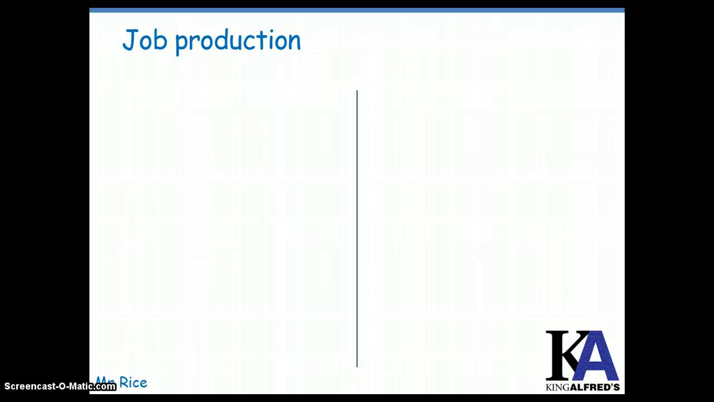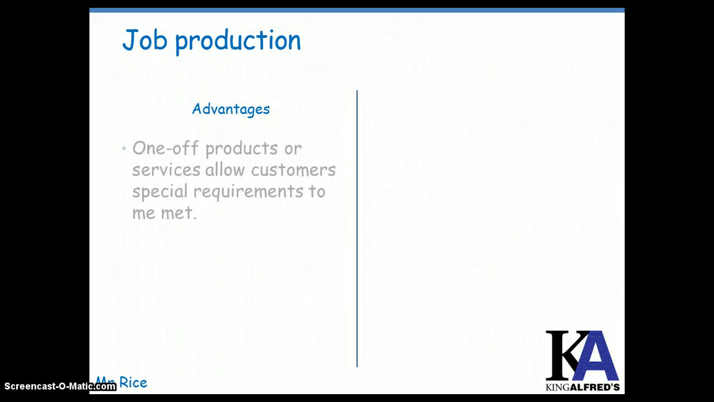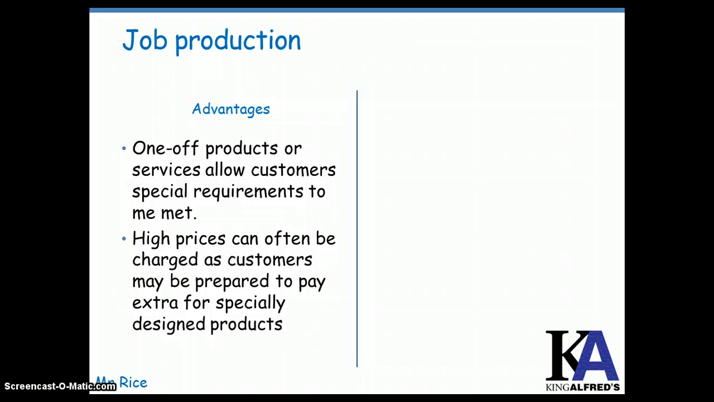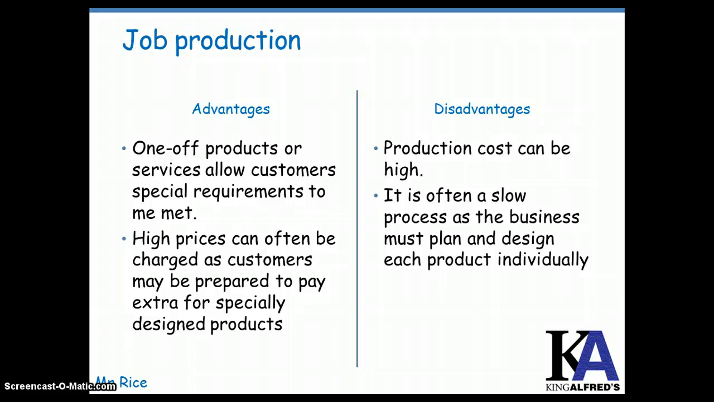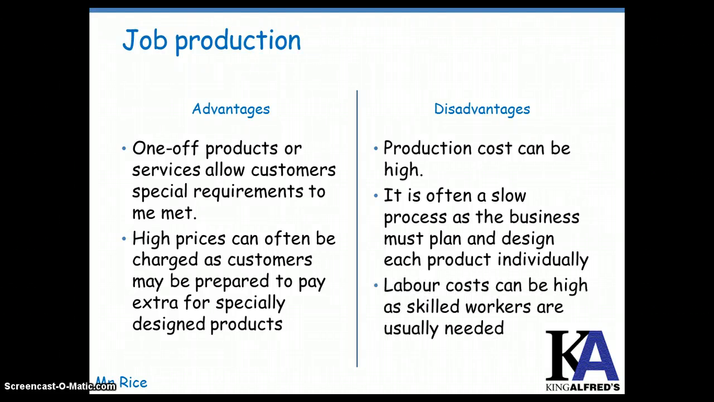Job production has a number of advantages and disadvantages. Advantages may include one-off products can be specialized to meet the customer's requirements, and high prices can sometimes be charged because customers are more willing to pay a higher price if it's specialized for them. Disadvantages include production costs can be very high, and it can be quite a slow process because the business must plan and design and produce each product individually. And also, labor costs can be extremely high as skilled workers are usually needed for this method.